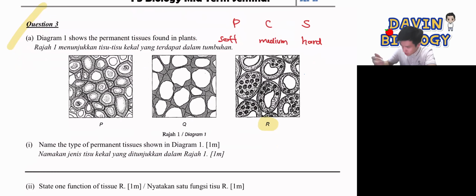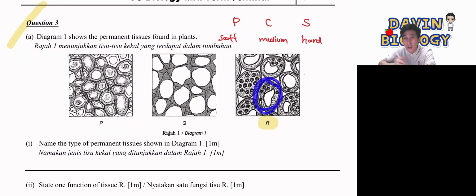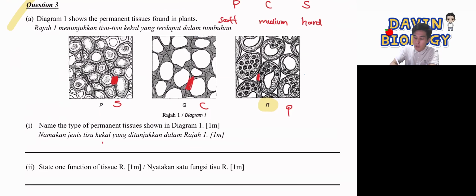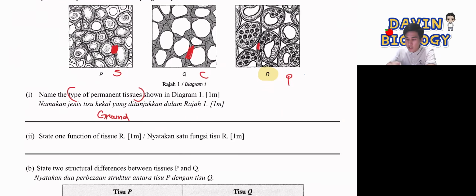So yes, exactly. This one is the biggest of all: big, medium, small. So this is actually P, this is C, this is S. And if you look at the cell wall, thin, medium, and this one very thick. That's how you determine it: look at the cell wall, look at the size. Name the type of permanent tissues shown. The type is ground tissue. Don't need to write a specific one for each. All these are ground tissue.